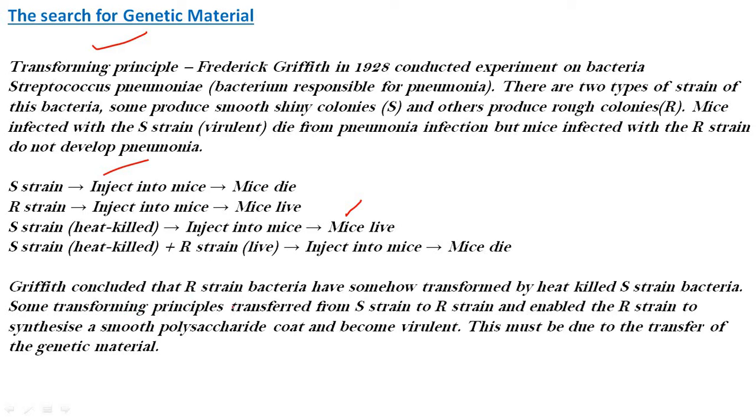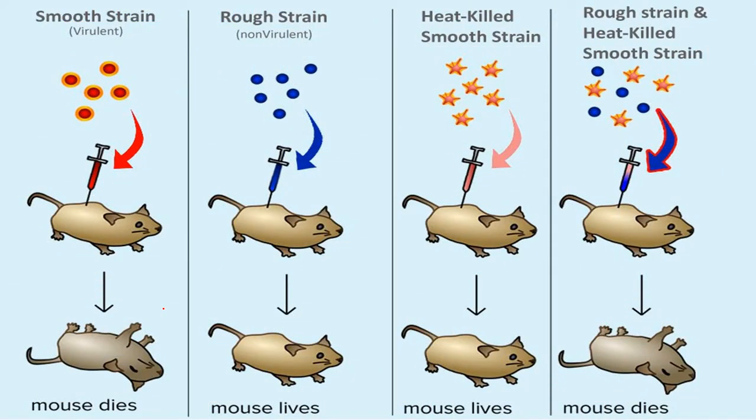So Griffith concluded that the R strain bacteria were somehow transformed by the heat-killed S strain bacteria. Some transforming principle transformed the R strain and enabled it to synthesize a smooth polysaccharide coat and become virulent. This must be due to the transfer of the genetic material. Let's discuss this in very detail.